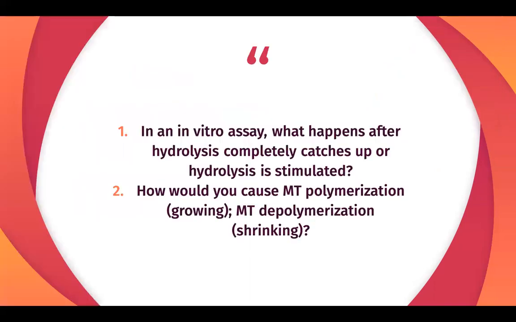So, wow, what happens after hydrolysis completely catches up? It catastrophes. What's the way that we could cause the microtubules to polymerize? What could we add? Any ideas? Yeah, so if we add more GTP bound tubulin, we can continue growing, right? Because we couldn't exchange the GDP, but we can add more GTP tubulins.